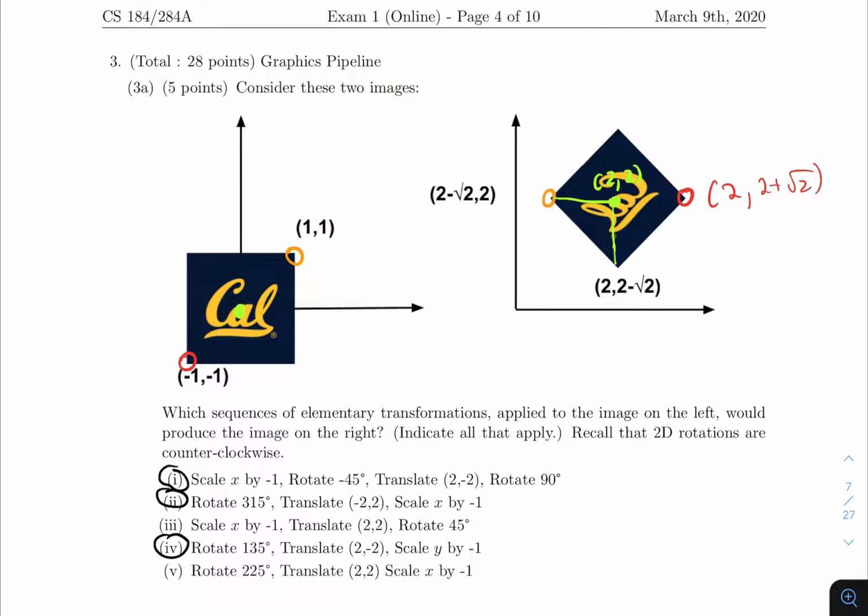So this point, which had gotten mapped over to 1, -1, now gets mapped down here. And because this diagonal of the square is of length square root 2, this point here is mapped to 0, negative square root 2. The next transform is a translation, so easy to see where this gets mapped. We add 2 units to the x-coordinate, and then subtract 2 units from the y-coordinate.